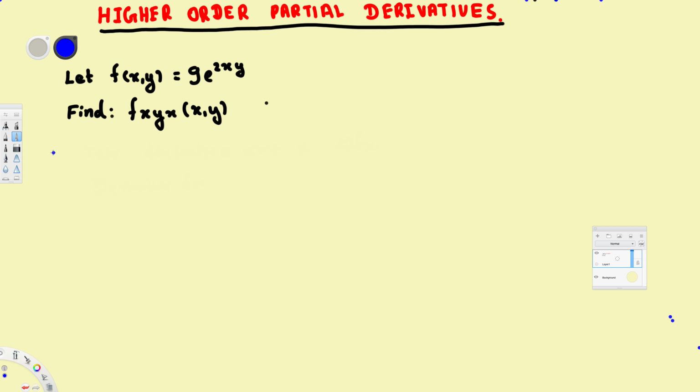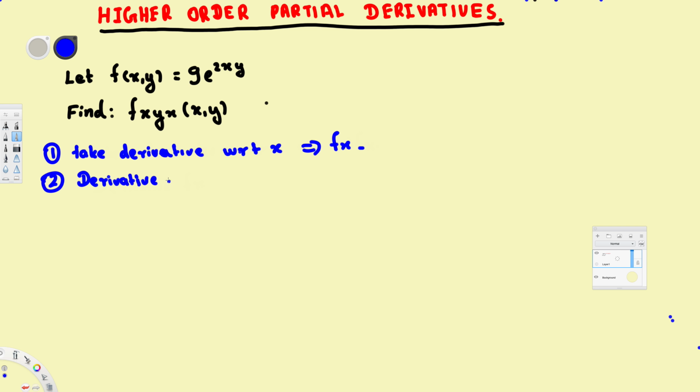The meaning of this is, first we take the derivative with respect to x, and that's going to be fx. And after that we just follow the order. After that we find the derivative of this fx with respect to y, and that's going to be fxy.